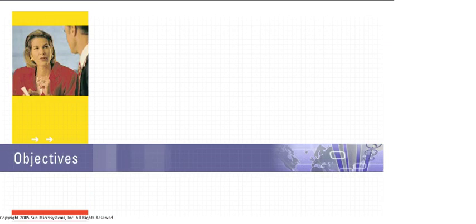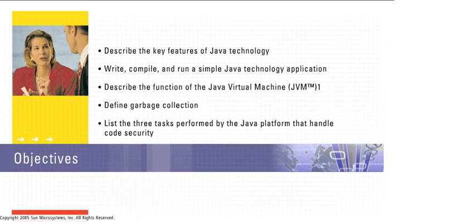In this module, we'll be describing the key features of Java technology. We'll write, compile, and run a simple Java technology application, as well as learn about the Java virtual machine and describe its function. In addition, we'll be defining what garbage collection is and listing the 3 tasks performed by the Java platform to handle code security.